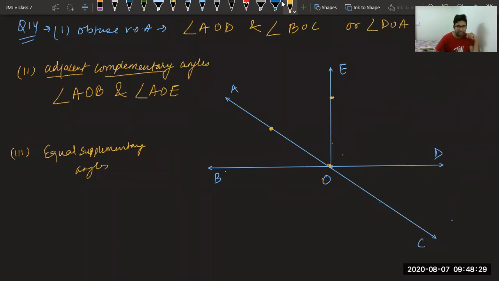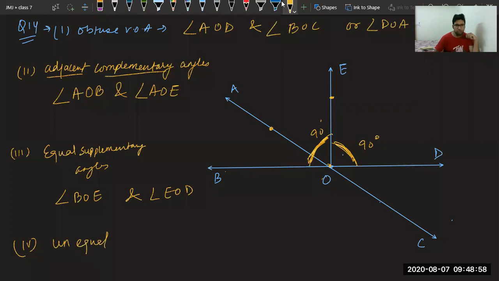And you can see this angle is 90 degrees. This complete angle is 90 degrees. So we can say angle BOE, that is this angle, and angle EOD are forming equal supplementary angles. With this, we have done the third part. Now, let us take the fourth part, unequal supplementary angles. Very easy.